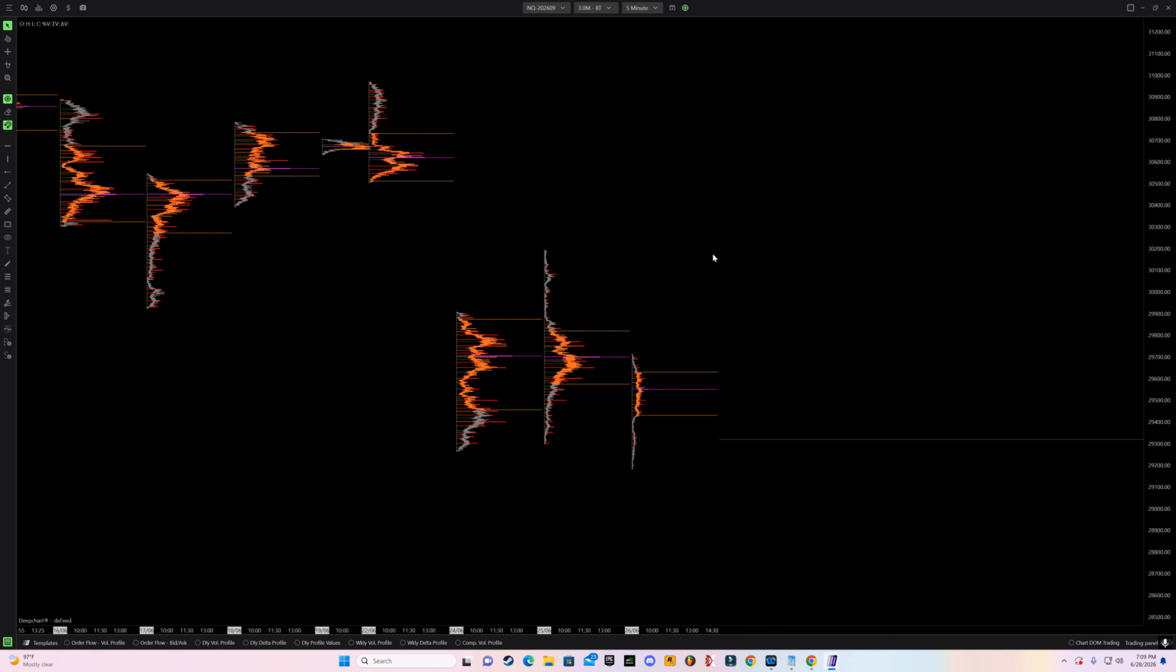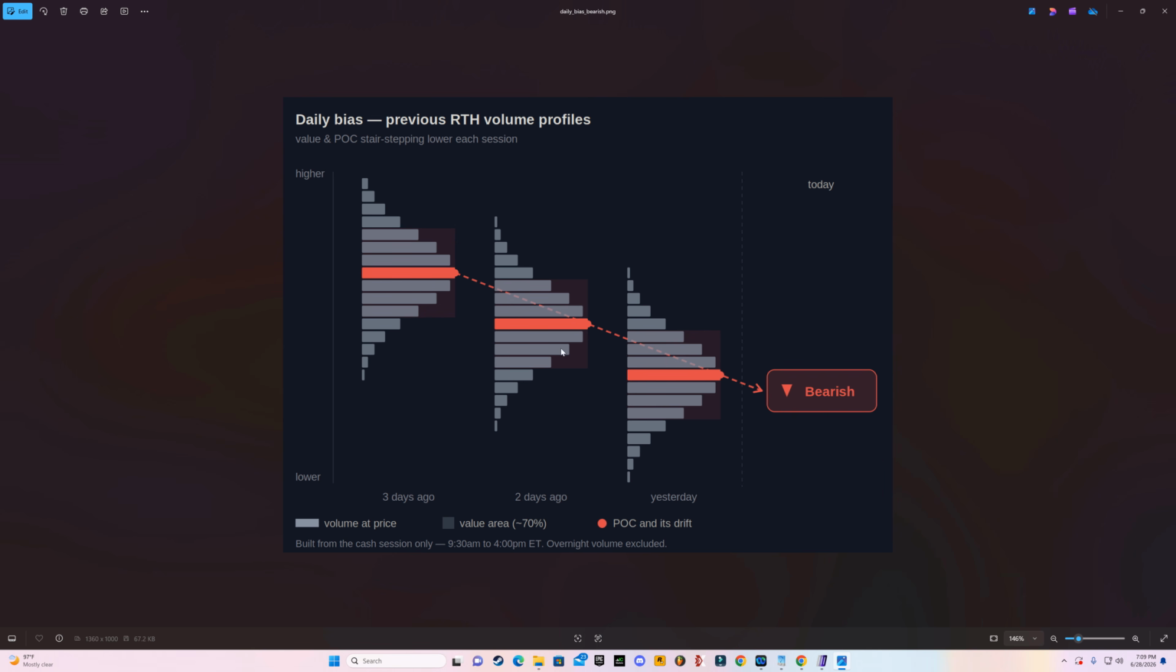So how do I determine my bias? That is very important. So I have this schematic over here. If we are continuously building value to the downside, let's say we have Monday over here, Tuesday, and this is Wednesday. And this right here is Thursday, right? Monday, Tuesday, Wednesday, and Thursday. Thursday is going to be the trading day, okay?